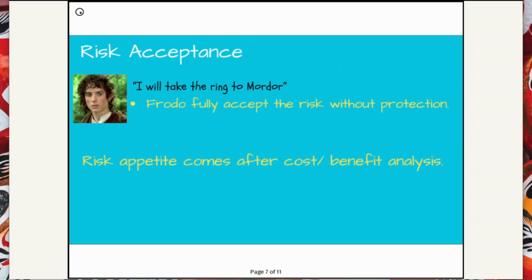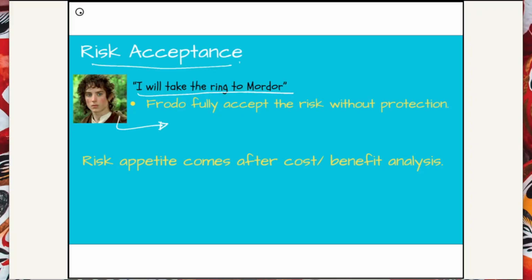So the next one is risk acceptance. This is where Frodo says, I'll take the ring to Mordor myself. I don't need anybody. I don't need help. I'll take full responsibility, and whatever may come, I will fight. If I die, I die, or if I manage to reach the end, I'll destroy the ring.